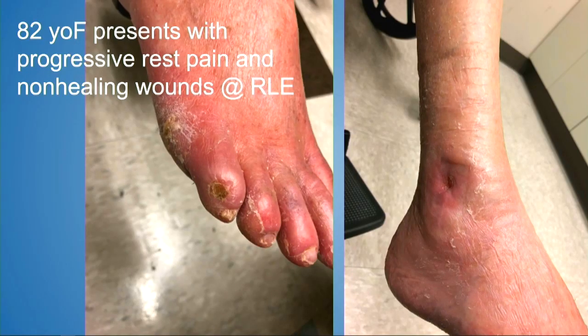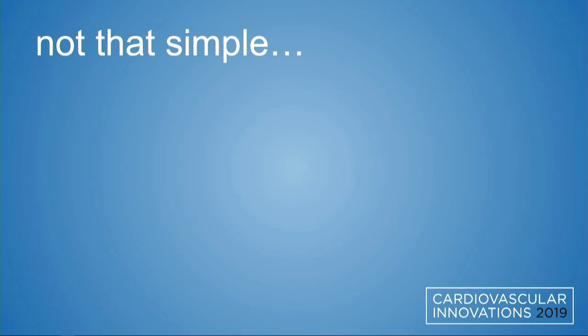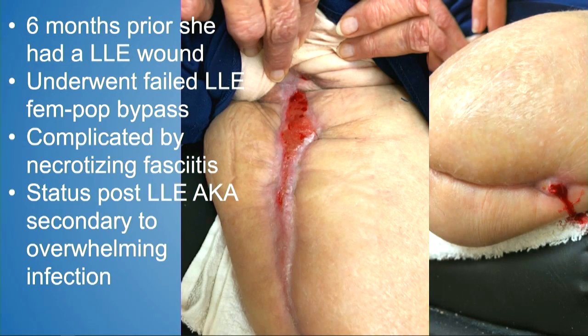So we start with our clinical history as always. The patient's an 82-year-old female, came in with progressive rest pain in the right lower extremity, as well as non-healing wounds, the tip of the fifth digit as well as on the lateral heel. Unfortunately, it's not that simple because this is also an individual who had a non-healing wound concurrently on the left lower extremity, more severe at the time.